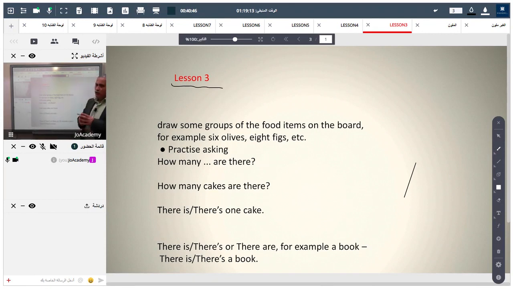So, if we want to ask about the number, we have to ask with how many. How many olives are there? There are 6 olives. How many figs are there? There are 8 figs.